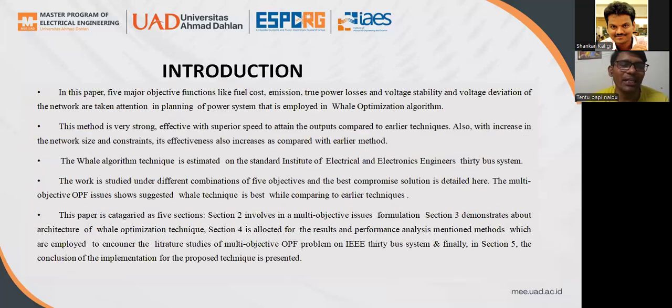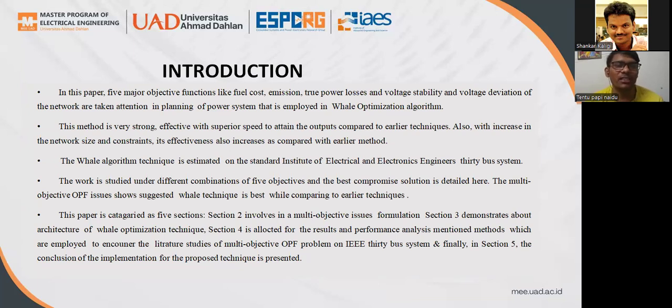Five major objective functions like fuel cost, emission, true power loss, voltage stability and voltage deviation of the network are taken into attention in planning of power systems, employed with the Whale optimization algorithm. This method is very strong and effective, with superior speed to attain the outputs compared to earlier techniques. Also, with increasing network size and constraints, its effectiveness also increases as compared with the earlier methods. The Whale optimization technique is evaluated on the standard Institute of Electrical and Electronics Engineers 30 bus system.